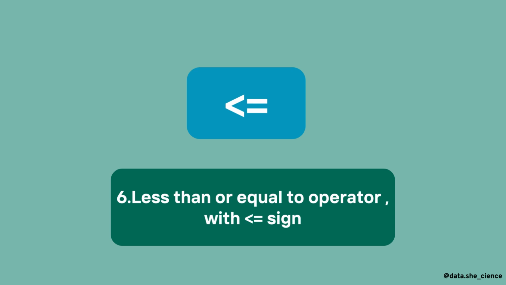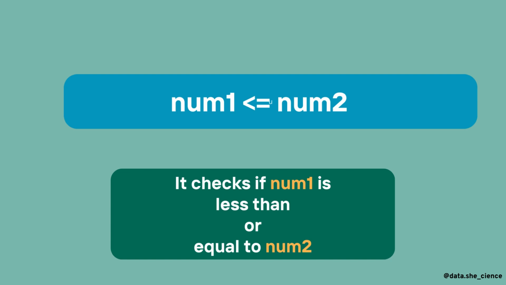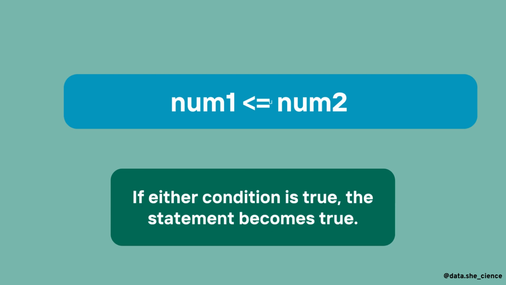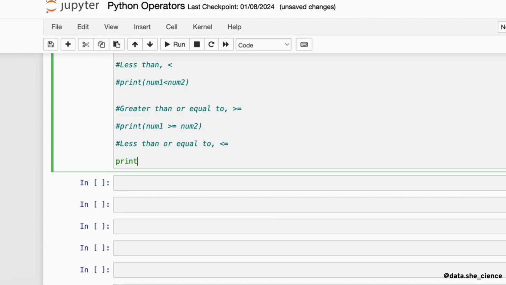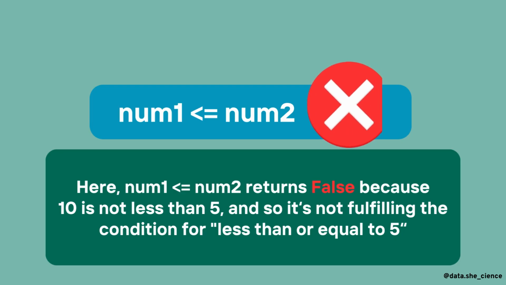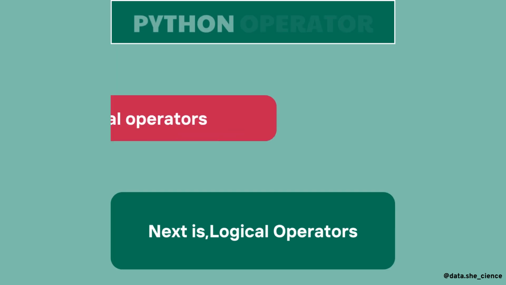Sixth is less than or equal to operator with less than equal to sign. It checks if num1 is less than or equal to num2. If either condition is true, the statement becomes true. Here, checking num1 less than equal to num2 returns false because 10 is not less than 5 and so it's not fulfilling the condition for less than or equal to 5.